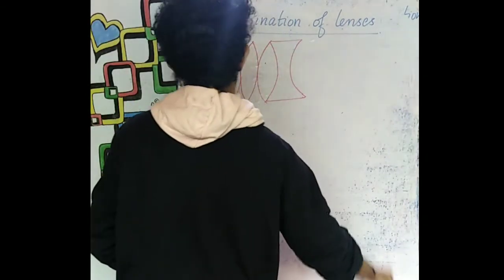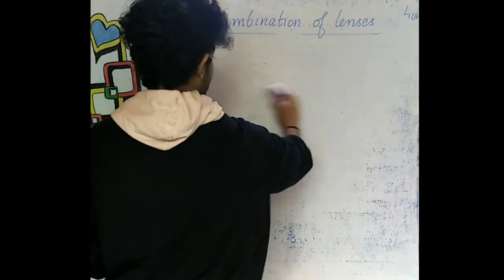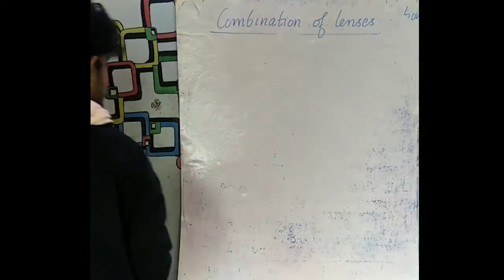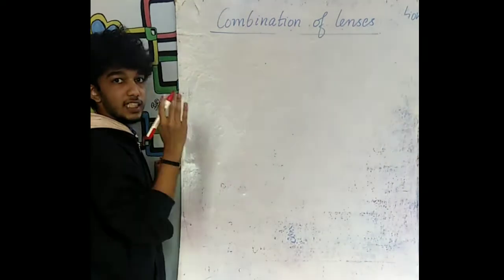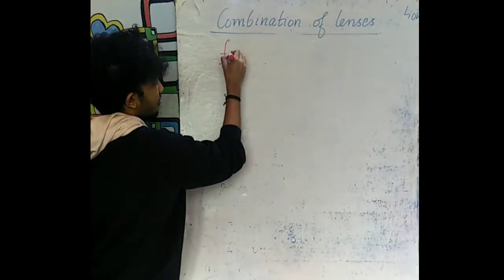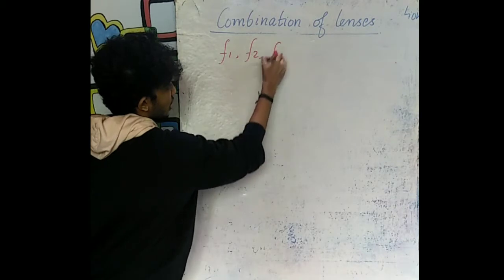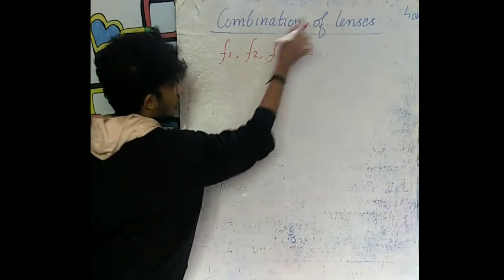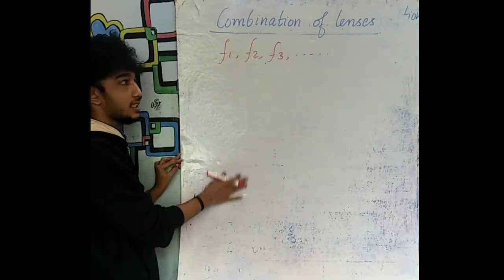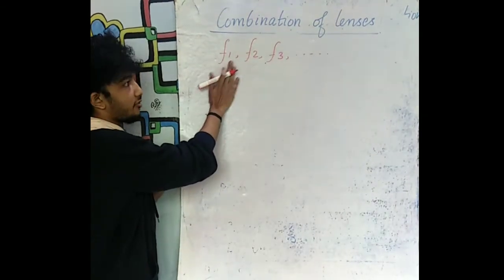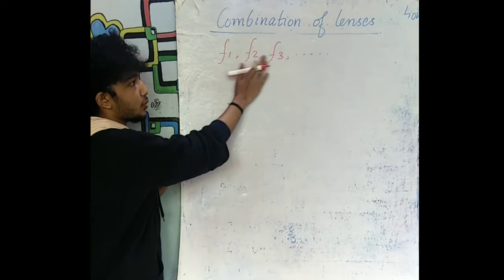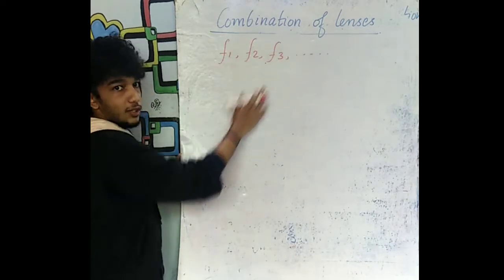Suppose in such a combination, when we take each individual lens into consideration, let us take the focal lengths of each individual lens as f1, f2, f3, etc. How many lenses we are taking into consideration? That many lenses. The focal length of the first lens, let it be f1, that of second lens be f2, that of third lens be f3 and so on.